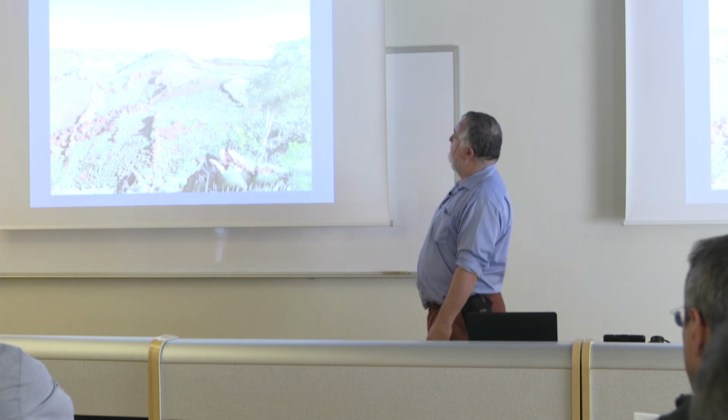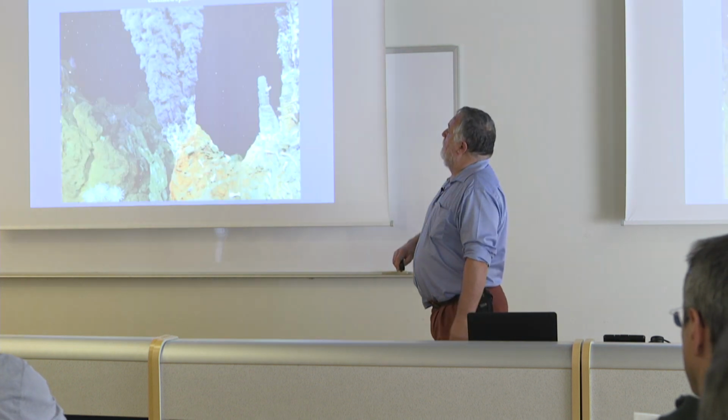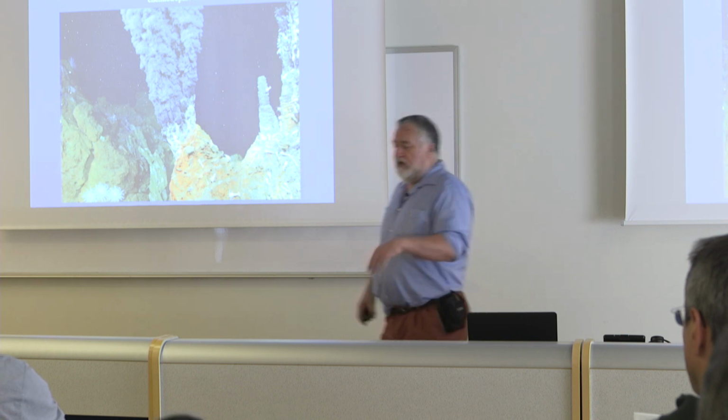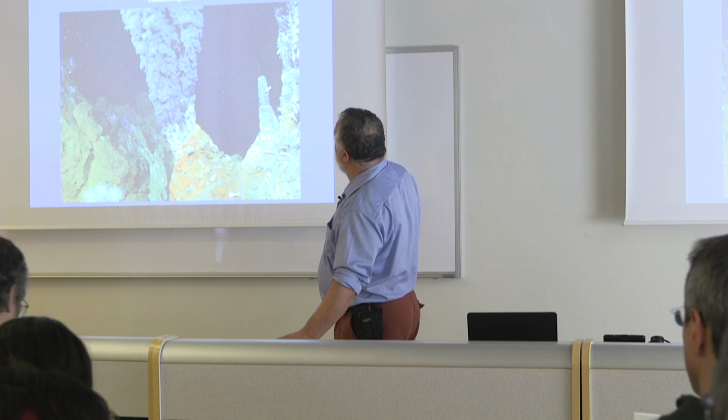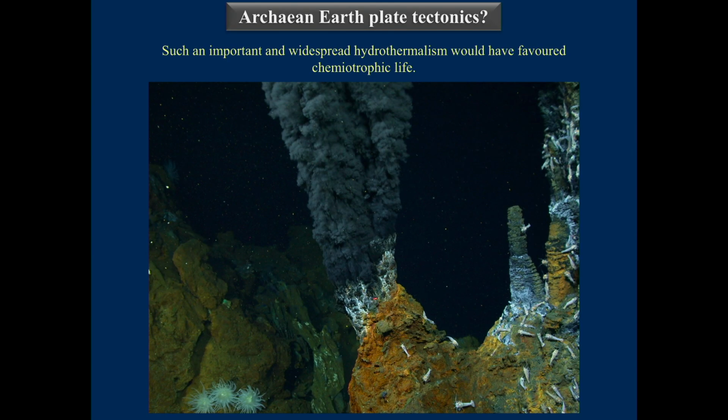So we have seen this picture before. Of course, if there is more ridge, that means that there is more hydrothermalism, and maybe this could have favored some kind of chemiotrophic life. This could have some repercussion on the distribution of life on Earth at that time.